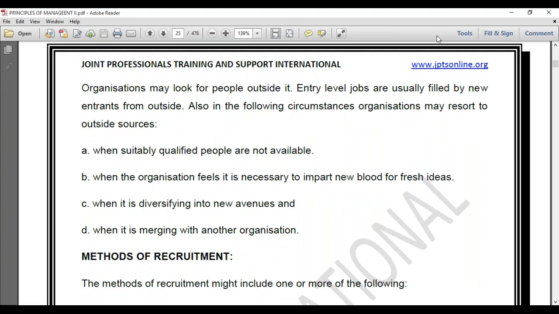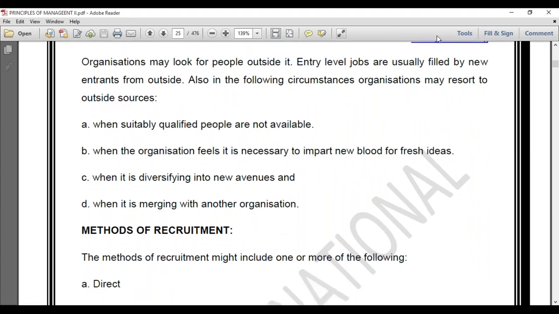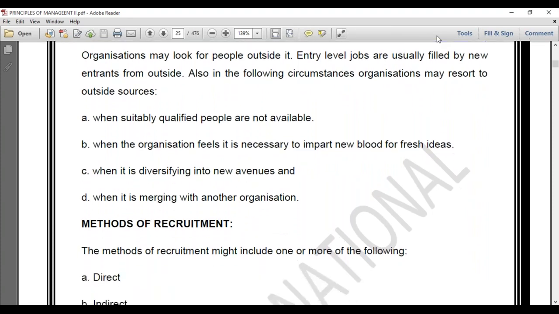So these external sources are also necessary when the organization feels it is necessary to impact new blood or fresh ideas. You don't want to be recycling the same old people you have. You have to look outward and bring in some fresh blood with new ideas who can now come in and make the required changes in the organization.